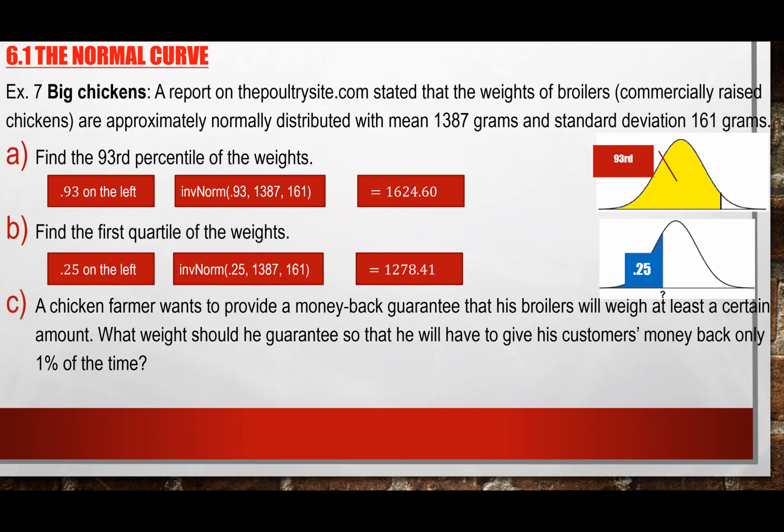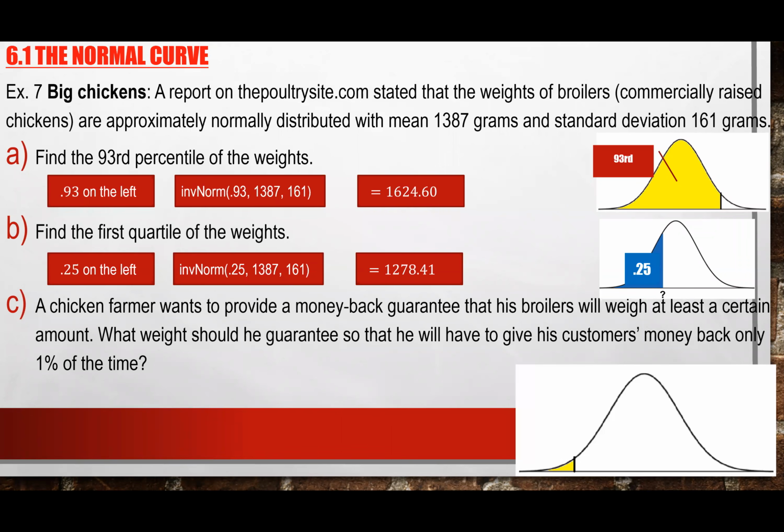to only 1% of the time? So this is his advertisement, like he wants to advertise that if you come to my farm and you buy this chicken, if it's less than this certain weight, I will give you your money back guarantee, no questions asked, right? So what will be that minimum weight that he wants to have? Do you agree that he only wants to give back 1%, meaning as long as the chicken weighs less than this certain weight, whatever it is, he will have to give the money back.